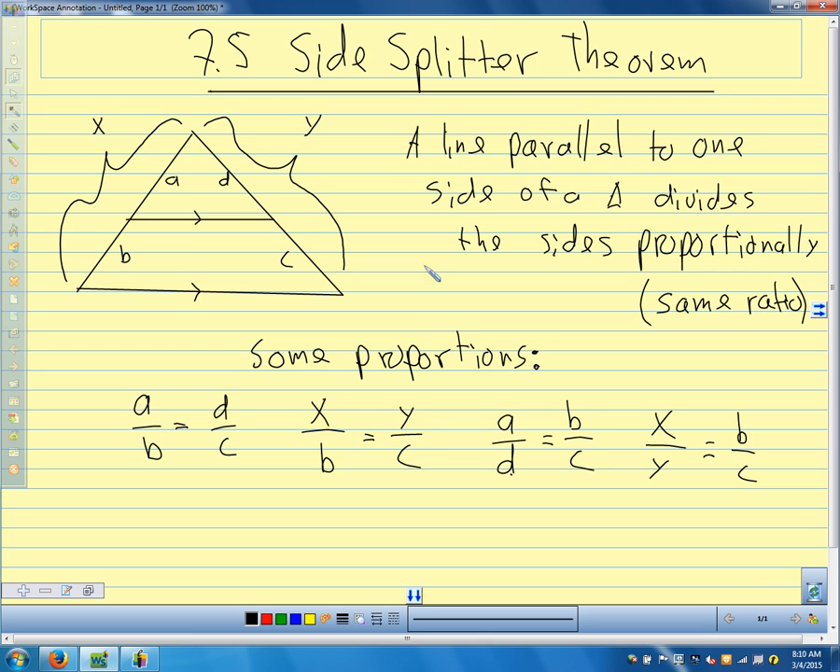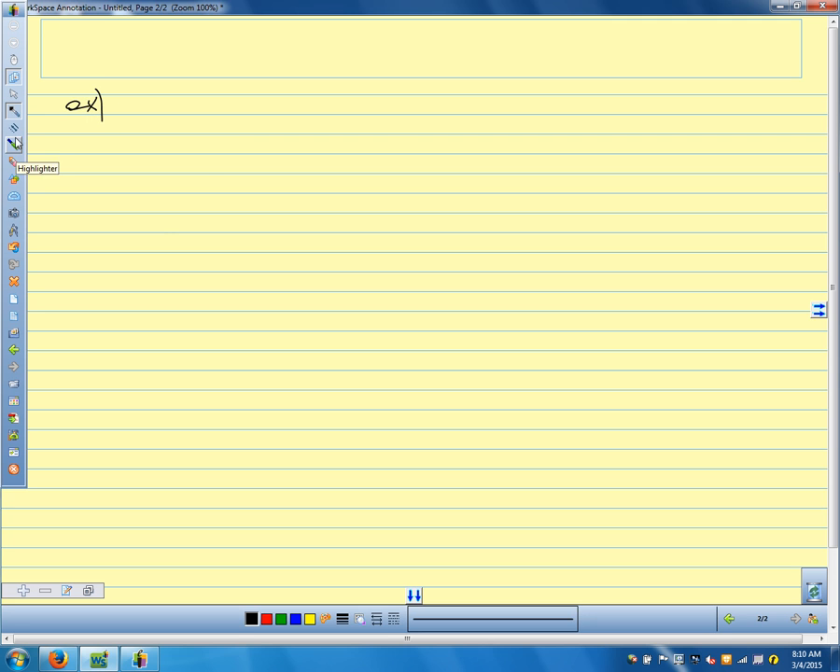All right, questions there? Okay, let's look at a couple of examples using side splitter. We'll do an easy one first. Our clue when we're setting up our problems that we're going to be talking about side splitter is we have a triangle and we have a segment that's parallel to one side.